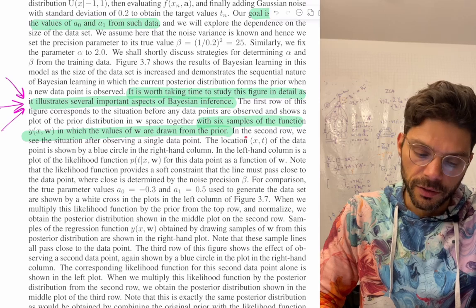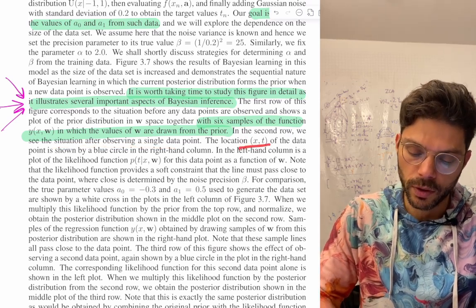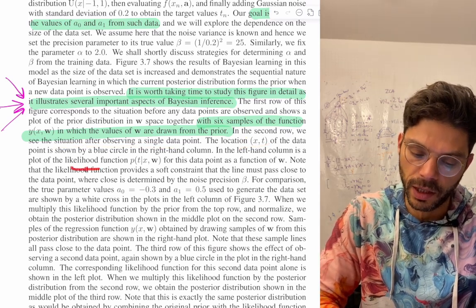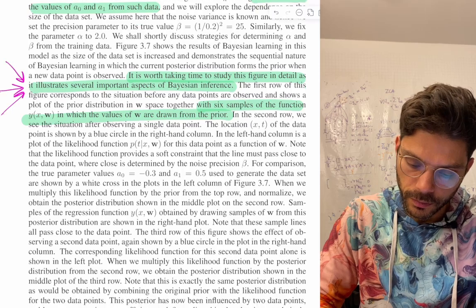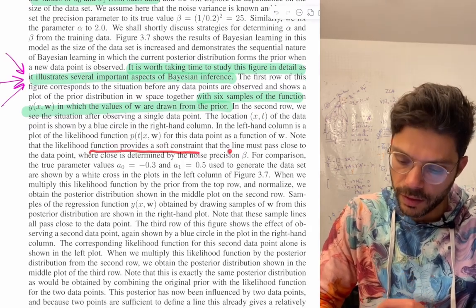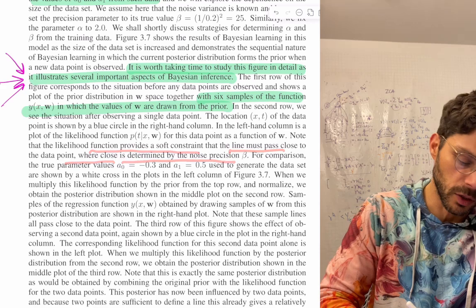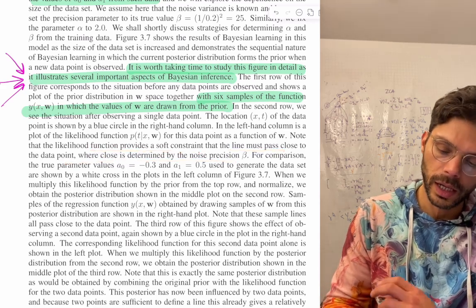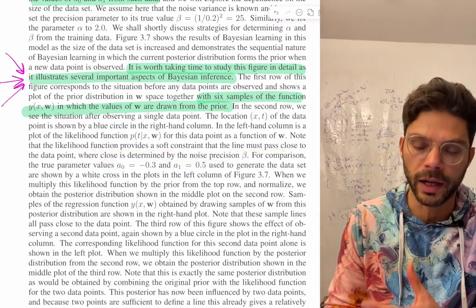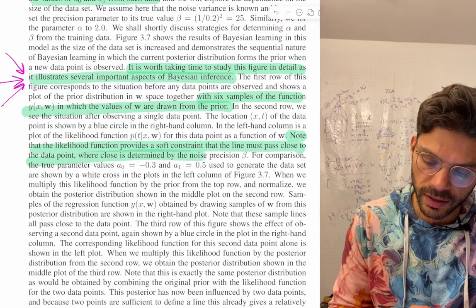In the second row, we see the situation after observing a single data point, and we show where the data point comes. In the left-hand column is a plot of the likelihood function for this data point, and note that the likelihood function provides a soft constraint that the line must pass close to the data point, where close is determined by noise precision. This is a really great way of getting intuition for how these functions work, and you'll just see it in a sec.